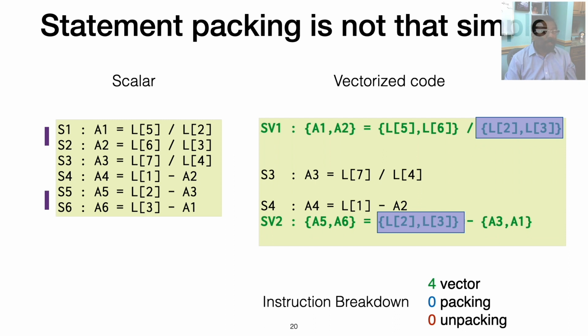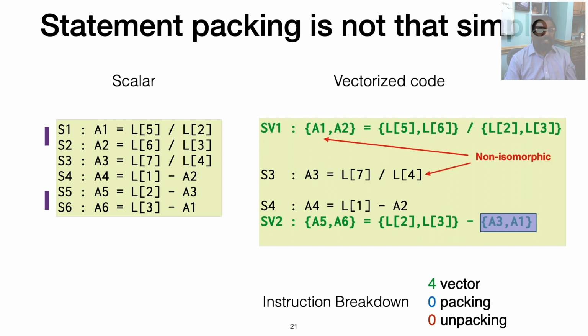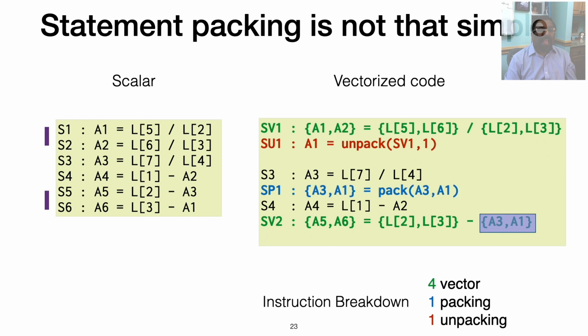Are we done? Are we all set? To get correctness, you have to do a few more things. For example, if you look at this pack, A3A1, A1 is in a different pack with A2 and A3 is not packed at all. So now you have to unpack A1 out of that pack and repack it with A3 to get the results. For example, A2 is already in a pack, so I have to unpack it and use it in here. So now what I have is 4 vector instructions, but I have the overhead of 1 packing and 2 unpacking instructions. So that's this set of choices.